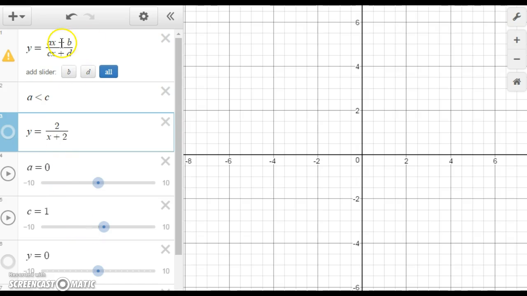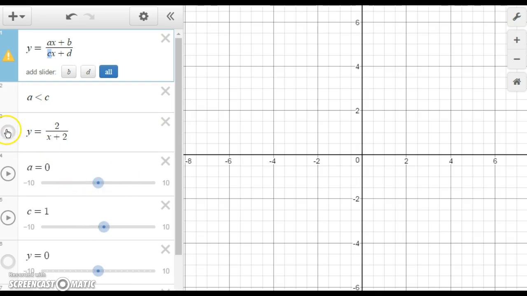And of course, I'm going to have some b. In this case, my b is 2, and my d is also 2. But for now, I'm only going to focus on my a and my c. We call them the leading coefficients. They are the numbers in front of your variables. And right now, I have a being 0 and c being 1.